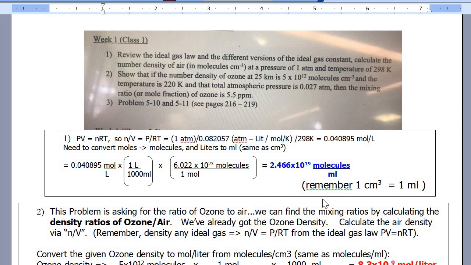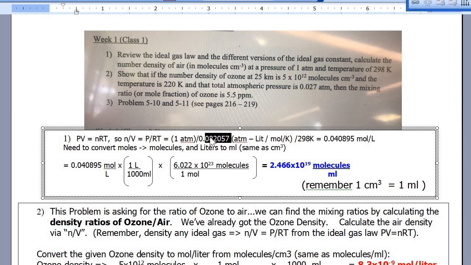So let's use 0.08206. And all we do is use the ideal gas law for density, which is moles per volume. You can do density in a number of ways. It's a ratio of mass or moles to volume. So we're going to do N over V for moles per volume. From the ideal gas law, we see that N over V equals P over RT. We're given pressure and temperature, we have R, just plug them in.